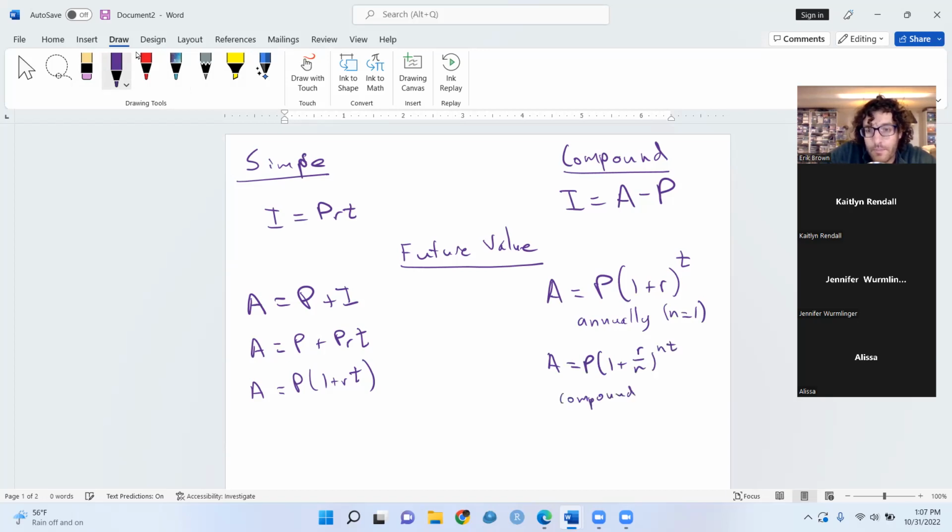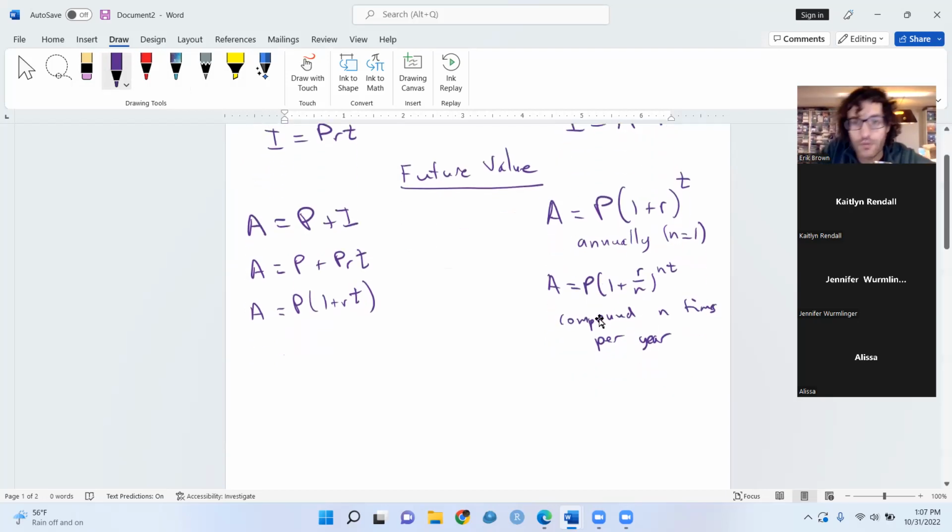compounded n times per year. And then we had a third one, which was different than these two. These two are related, although they are both slightly different. And that was A equals P e raised to the RT, and this was continuously. Right, so those were the three things for future value.